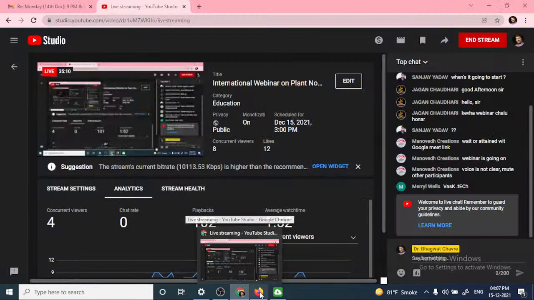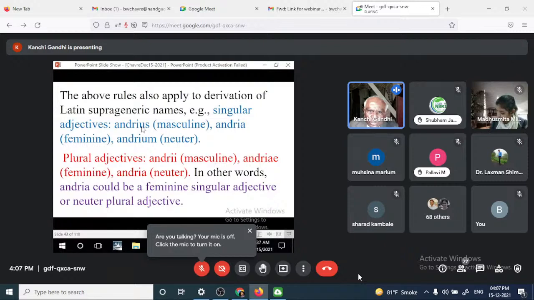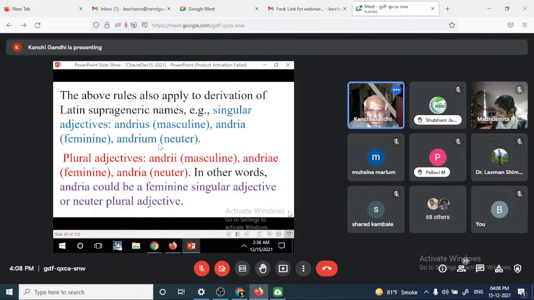Now, whatever I mentioned applies to the names above the rank of genus. When I say supra-generic names, it refers to names above the genus. Now, here is Andreas, masculine, Andra, feminine, Andrum, neuter. So, please remember, in general, not always, US ending is going to be masculine, and A ending is usually feminine, and UM ending is usually neuter. So, Andreas, Andra, Andrum, we mean the same thing but with different genders.